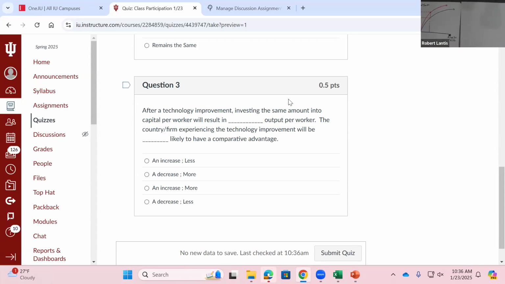Now, this is why I'm walking through, because I kind of threw this together, and I don't like the way I phrased the question. When I asked what they are more likely to have a comparative advantage in, what I was thinking of is whatever good had the technology change, are they more likely to have a comparative advantage in that good? So we can think about how it impacts the per worker production function, my investment in the capital. But now I've got a good, and this could be any good, but the one that experienced the technology change.